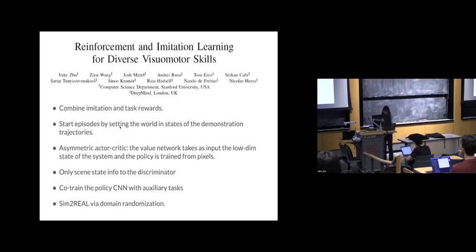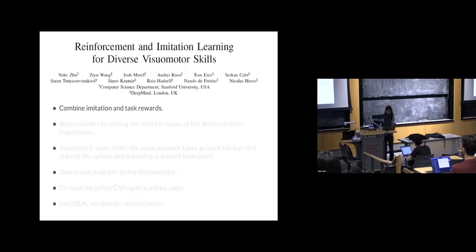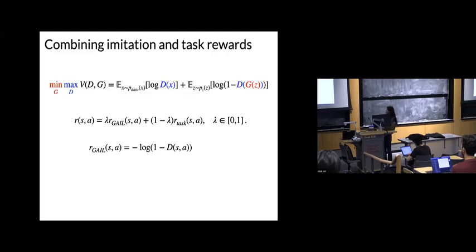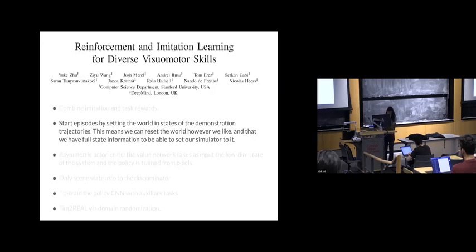But in any case, we do it in simulation. So let's see one by one. Combine imitation and task rewards. It's exactly the same thing that we saw earlier. Exactly the same setup. We have our guy, we have our task and so on. And we have the discriminator operating over states and actions, it seems here, because we have the actions.